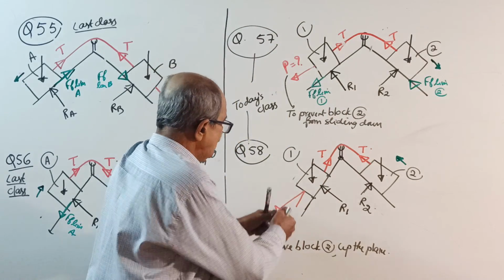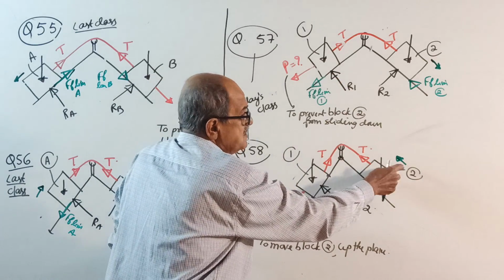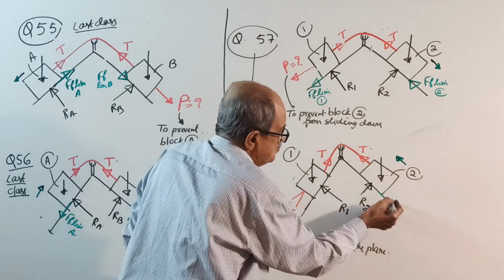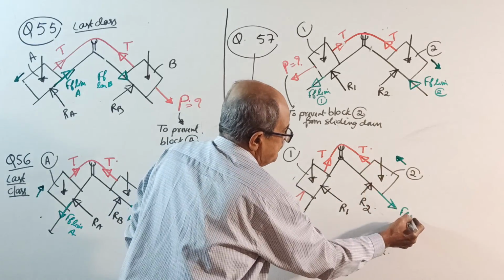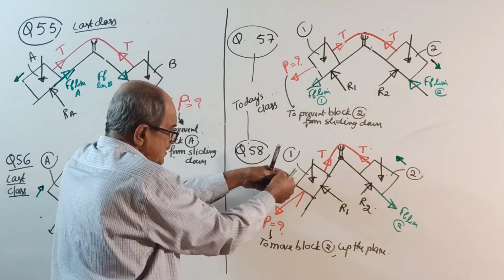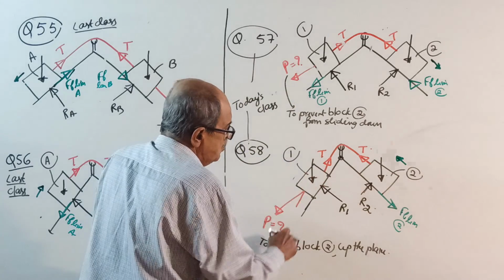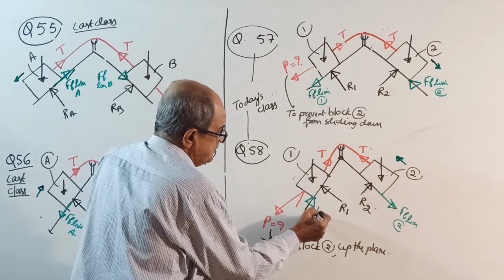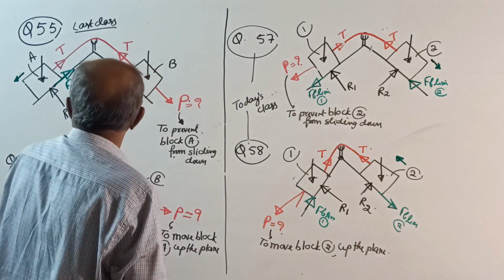This question: what force is required to move block 2 up the plane? So the tendency is to move up. When the tendency is to move up, friction is down. See, these are tendencies. F_f limit for 2. When this is moving up the plane, this will come down. So when it comes down, friction is up. See, the tendency is to come down, so friction is up. F_f limit for 1. So very carefully, see, lastly I will tell.